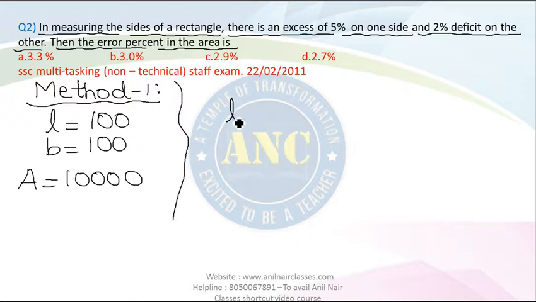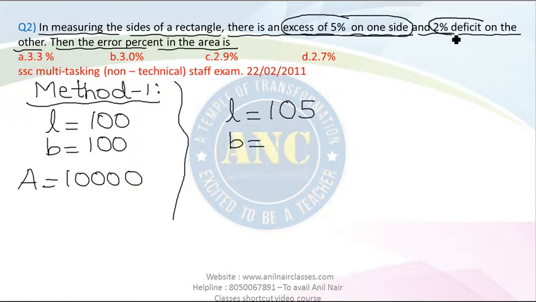My new length becomes, there is an excess of 5% on one of the sides. That one side I will call length itself. That means new length is 5% more than 100, it becomes 105. New breadth, 2% deficit on the other side, that means 2% less than 100. What is 2% of 100? It is 2. 2 less than 100 means it is 98, right? Now new area becomes, this is the problem with method 1.